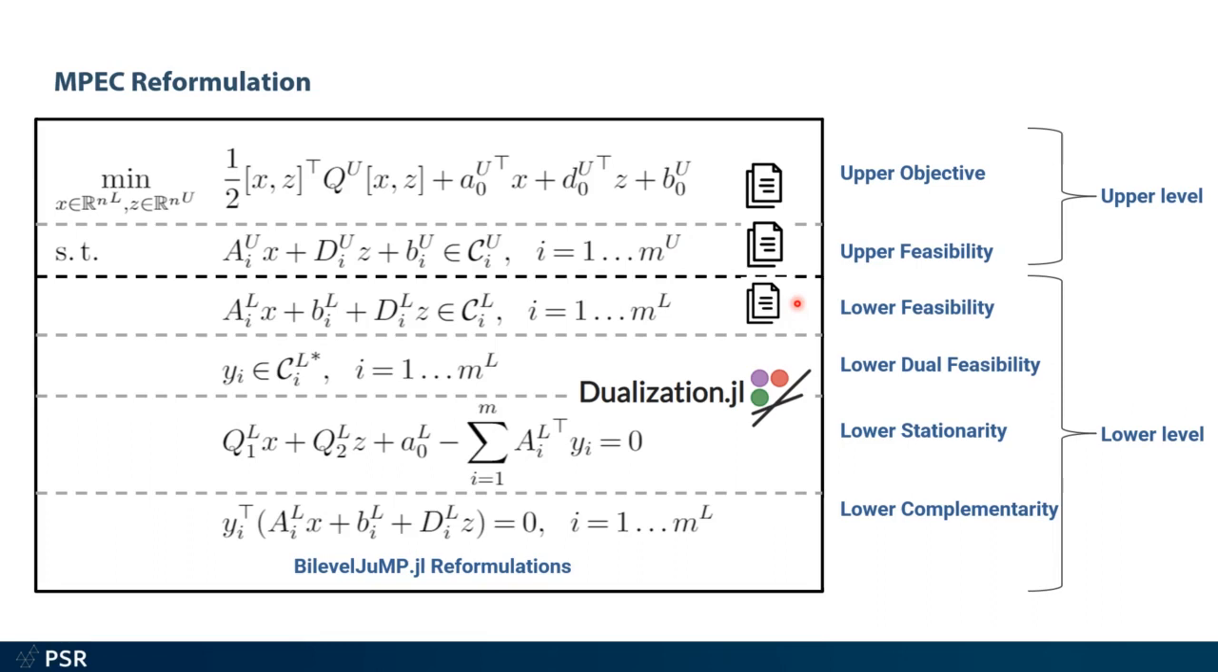To ensure the optimal solution will be attained by the lower level, we'll add the KKT conditions of this program, which include the lower dual feasibility, the lower stationarity, and the lower complementarity constraints. The first two, the lower dual feasibility and lower stationarity, can be obtained using Dualization.jl, while the last part of the program can neither be copied nor obtained with Dualization.jl. It will be written by BilevelJuMP reformulations that we'll see next.